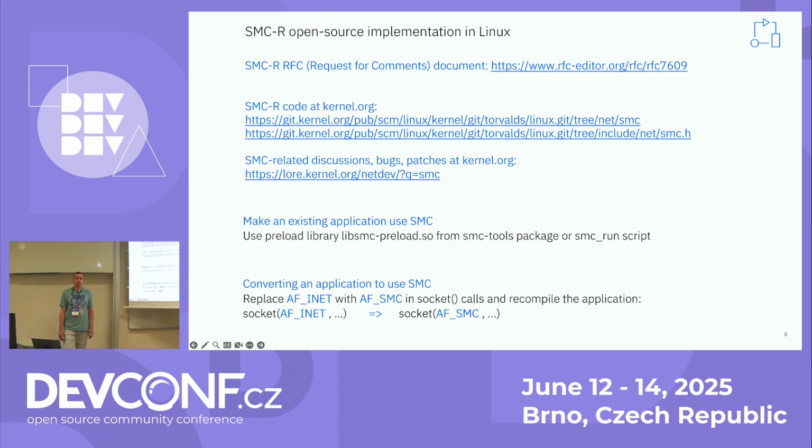There are two ways to enable SMC in your application. The first one allows you to use SMC for existing applications without recompiling them by using an SMC preload library from the smc-tools open source package. The library intercepts existing application socket calls and dynamically replaces TCP with SMC. And the second approach involves changing the first parameter in socket calls from AF_INET to AF_SMC and recompiling the application.